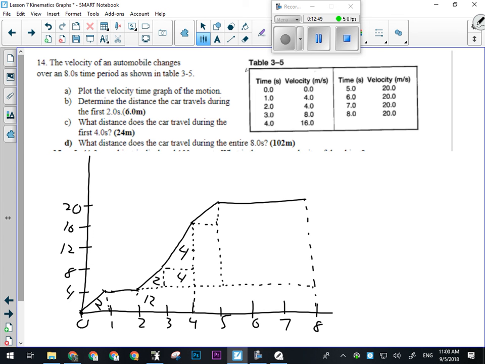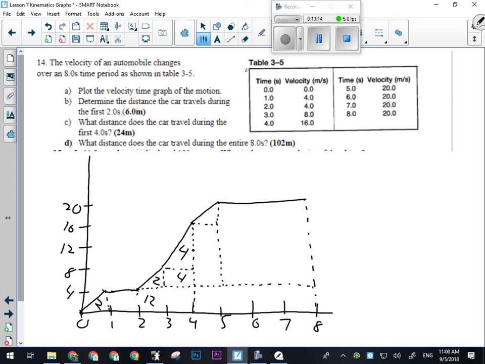Oh. No, I did the 12 all the way across. That's 1, 2, 3 times 4 is 12. I missed something. Did I forget one of the 2's? Oh, I did, yeah. Okay, 16, 20, yeah, 24. Sorry. So 24 meters there in the first 4 seconds.